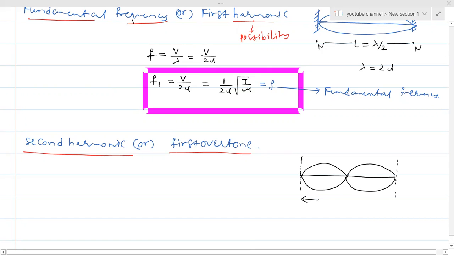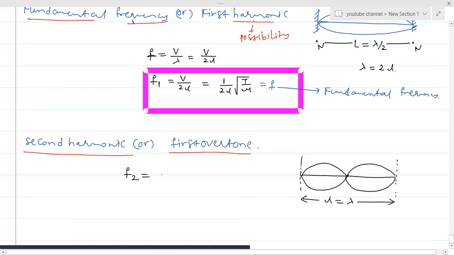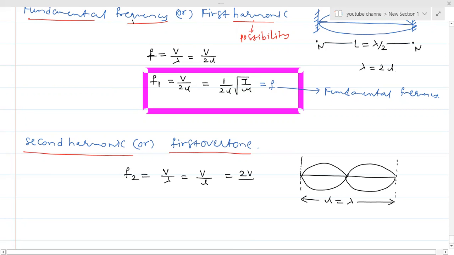So then we will say the length is nothing but lambda. Here I am taking this as F2. F2 is equivalent to V by lambda, that is equivalent to V by L. For my convenience, I am writing it as 2V by 2L, and that is equivalent to 2L. So this is called the second harmonic.